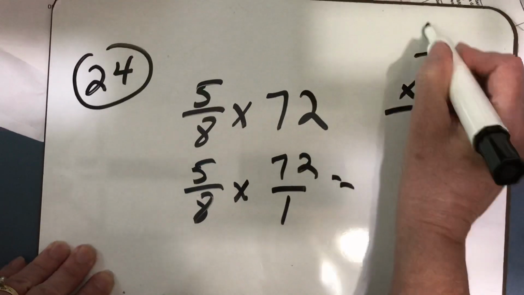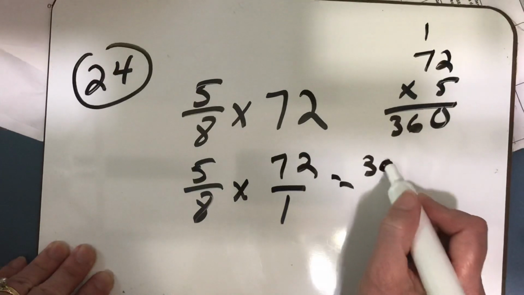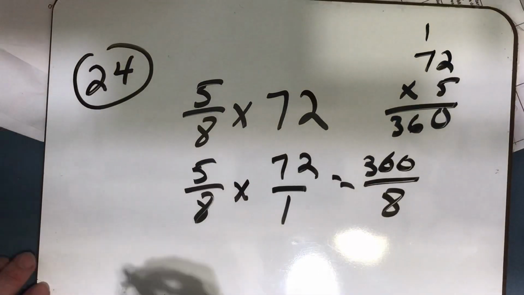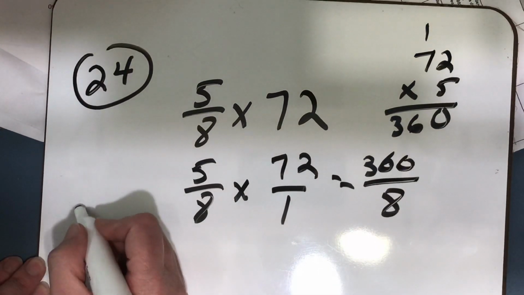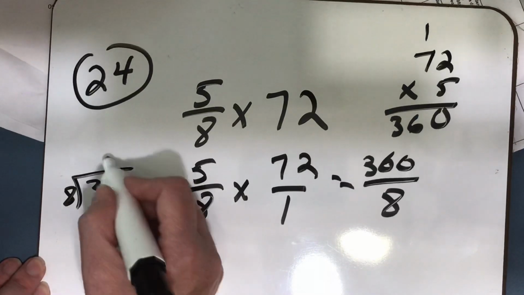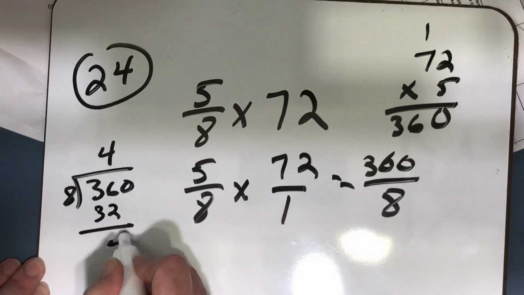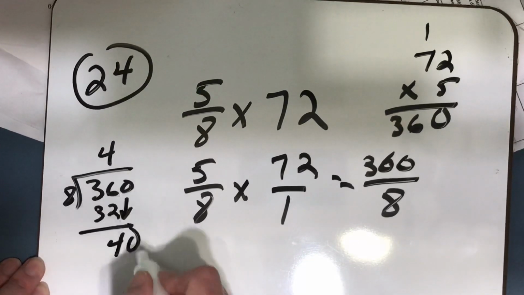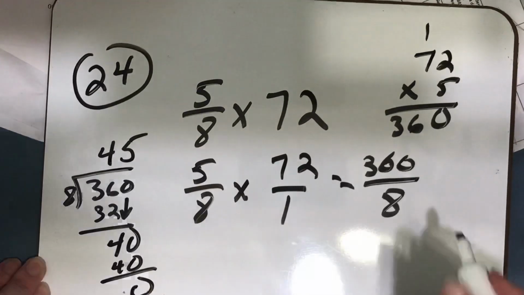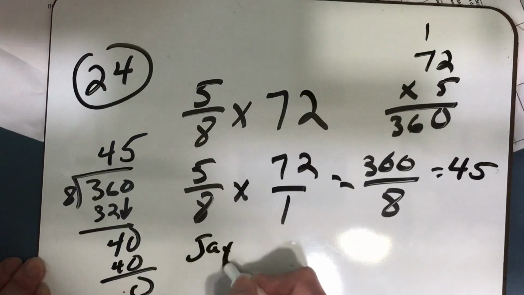And I have to multiply 72 times 5. 5 times 2 is 10. 5 times 7 is 35. Plus 1 is 36. 360. And 8 times 1 is 8. Now I need to change that into a whole number or a mixed number, and it's by dividing. 360 divided by 8. 8 goes into 36 4 times. 4 times 8 is 32. 36 minus 32 is 4. Bring down the 0. 8 goes into 40 5 times. 5 times 8 is 40. So 360/8 equals 45. So Jane is 45 inches tall.